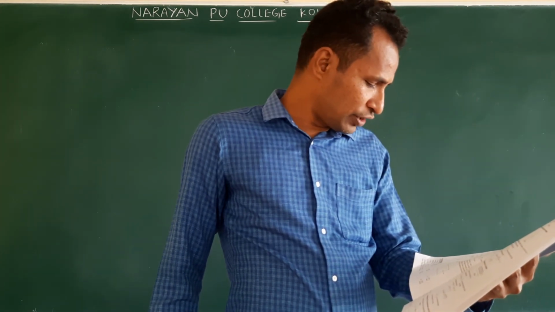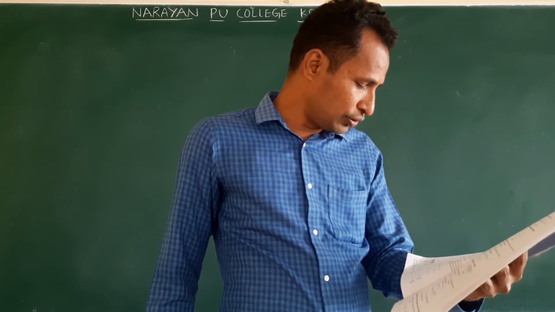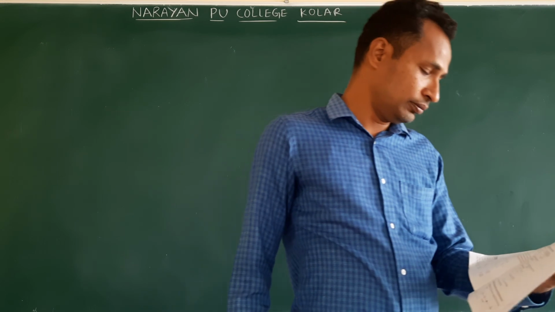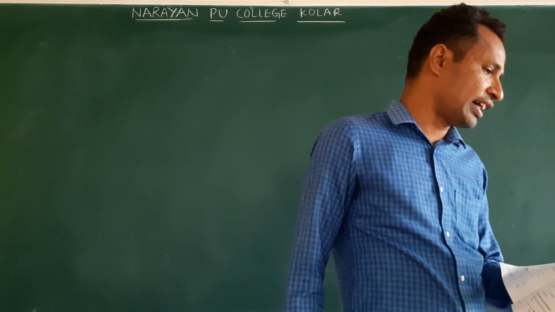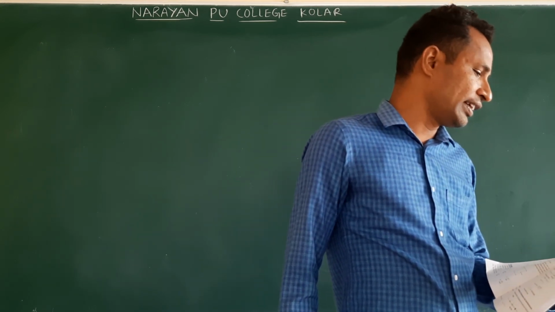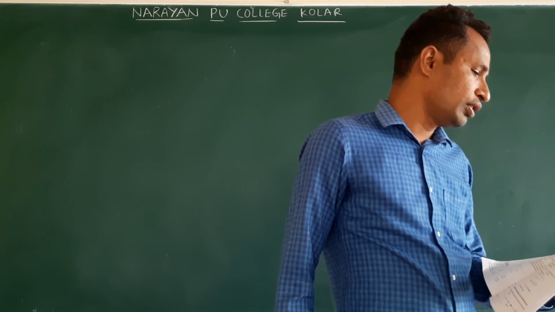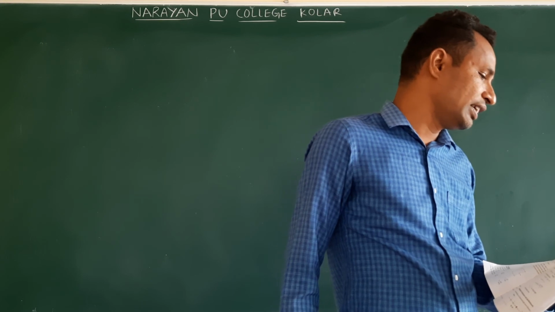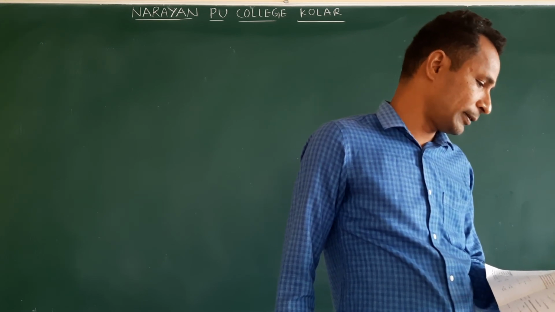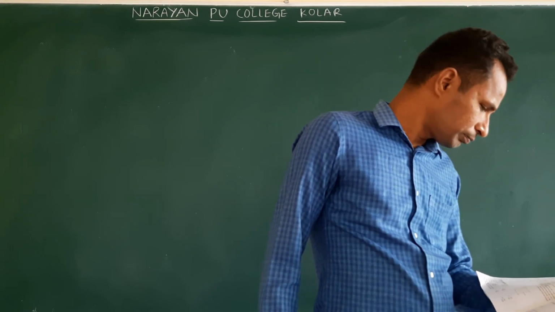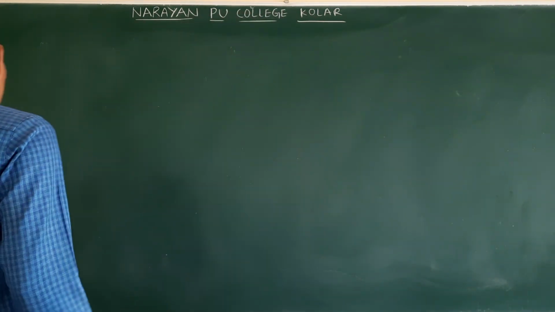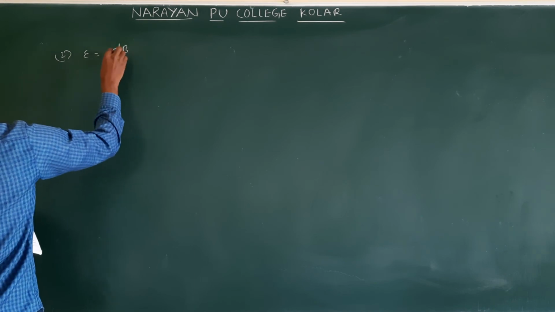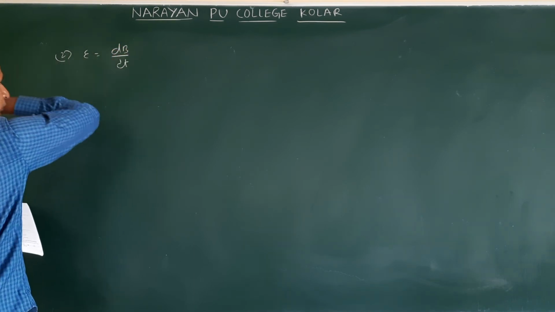A square loop of side 4 cm lying on a horizontal table, uniform magnetic field 0.5 Tesla is directed at an angle of 60 degrees to the vertical as shown in the figure. If the field is increased from 0 to its final value in 0.2 seconds, the EMF induced in the loop is. Direct question. What do you do? Then how do you do it? E is equal to d phi by dt.